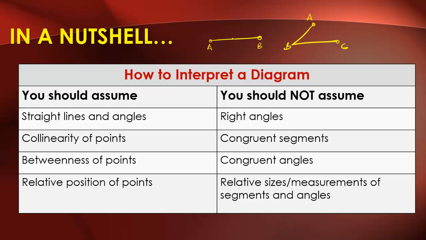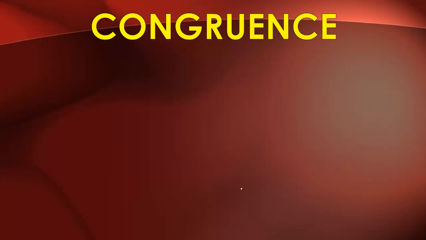Collinearity of points: if I put a point here, I can assume that A, E, and B are collinear. Betweenness of points: I can assume that E is between A and B. And then the relative position: I could put a point up here and say D is above line AEB. So you can't be tricked that way. But again, you can't assume right angles. You can't assume congruent segments. You can't assume congruent angles. And you can't assume the relative size or measurements of segments and angles. So don't try to. All right, so let's talk about congruence.